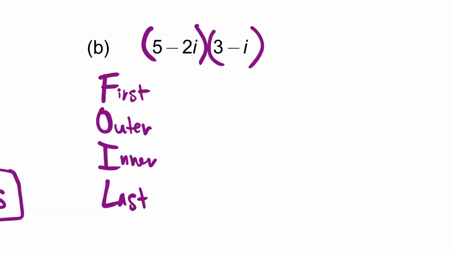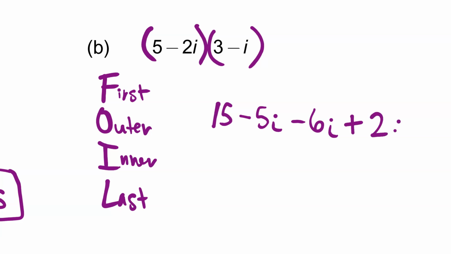All right, first, 3 times 5, 15. Outer, 5 times negative i, negative 5i. Inner, negative 2i times 3, negative 6i. And last, negative 2i times negative i is going to be positive 2i squared.